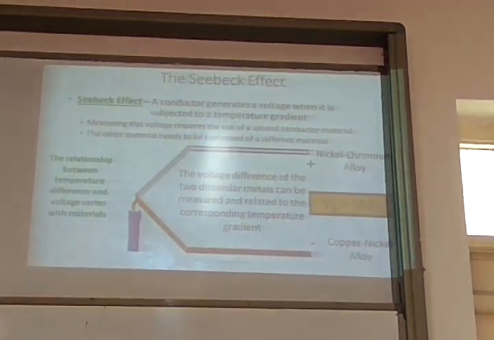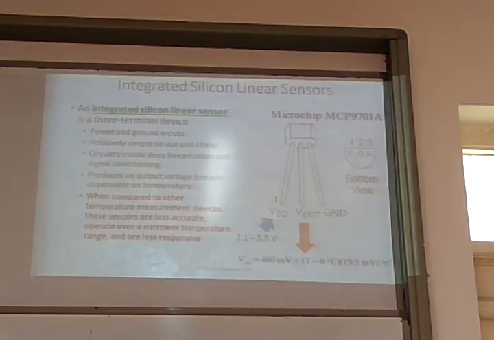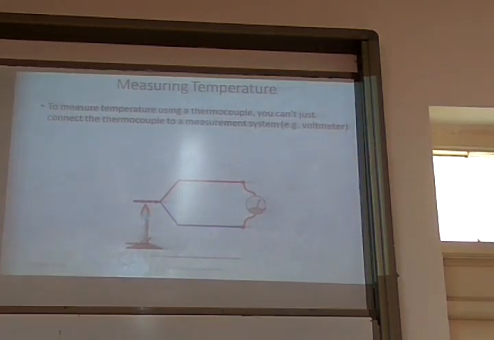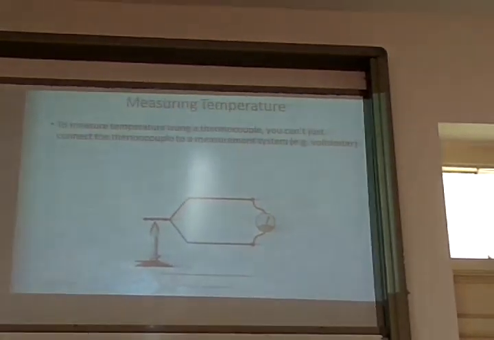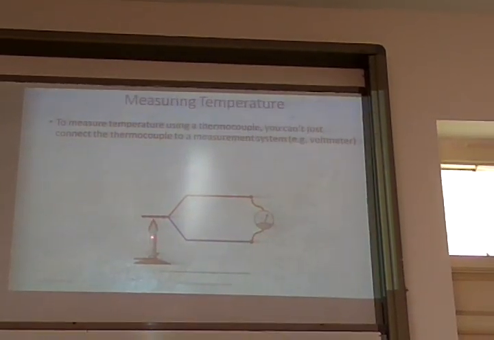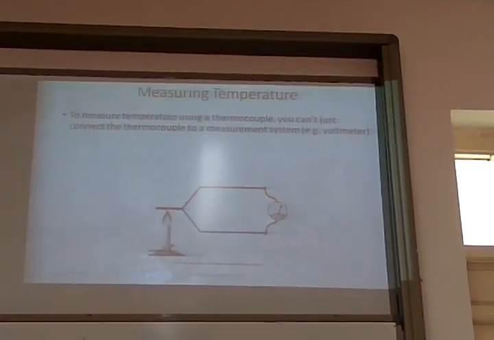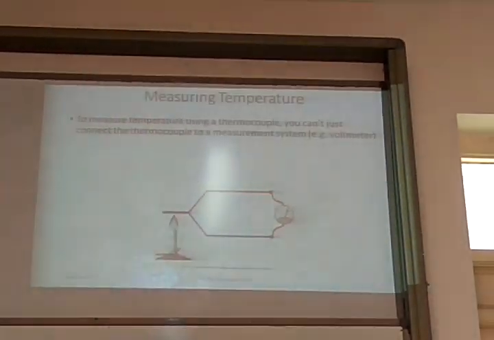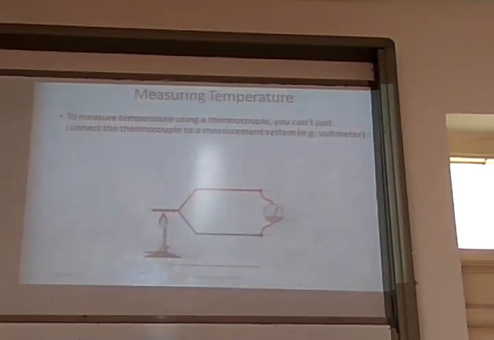Thermocouple, hot junction, cold junction, Seebeck effect, Thomson's effect. Suppose I want to measure the temperature now. These are two different materials. I simply roll them together, make a junction, and heat it. This side I connect to the thermocouple meter. It's very difficult to measure the temperature.